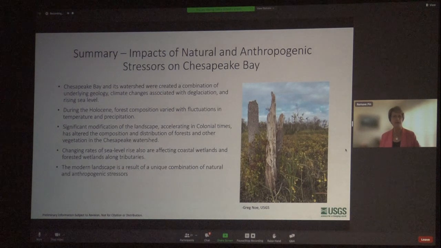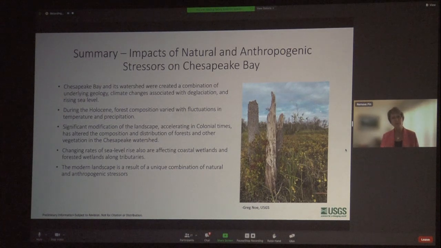So just to summarize, Chesapeake Bay really is a result of a unique combination of anthropogenic and climate conditions. We've got climate affecting the water availability for forests to live and for healthy bays and so on. And by considering both the long-term history and these various drivers, our paleo records are starting to help the managers anticipate the potential effects of various climate events and management changes.